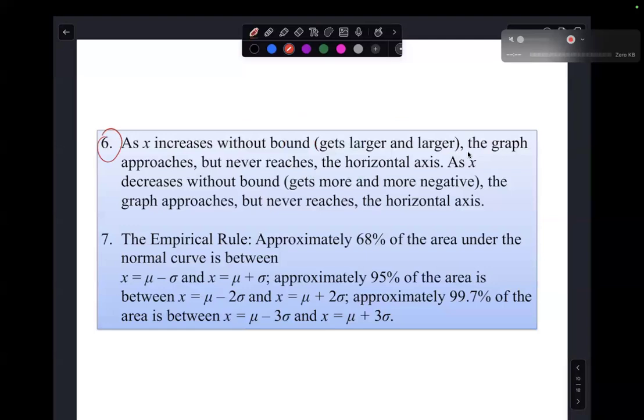Anyway, that's what this means right here. As x increases without bounds, gets bigger and bigger, the graph approaches but doesn't reach the horizontal axis. As x gets super small, the graph will approach but never reach the horizontal axis. The horizontal axis is an asymptote. So again, I'm not going to ask you to give this back to me. I'm not going to ask you questions about this. I'm just trying to get you to be able to visualize.